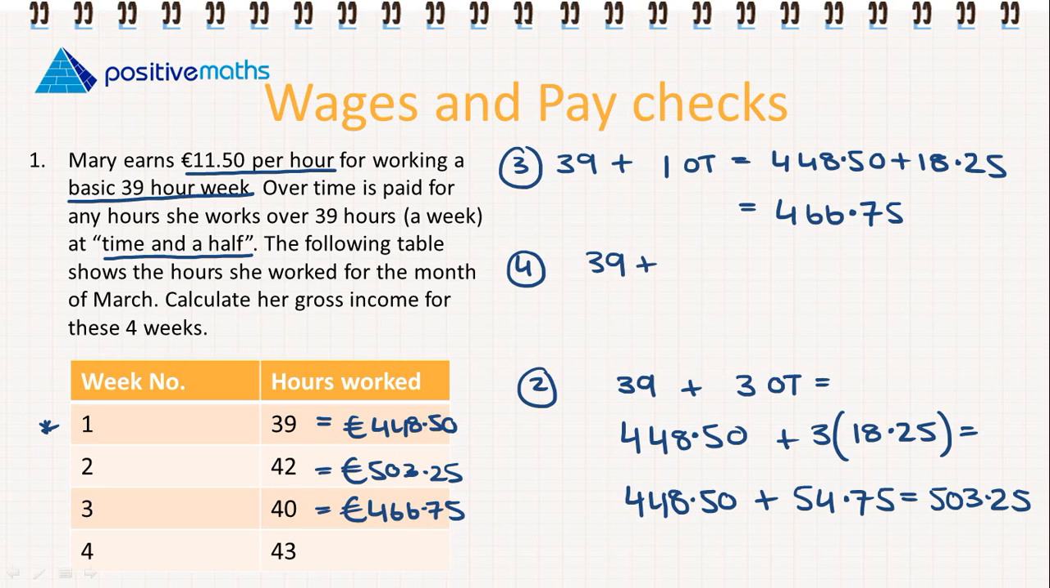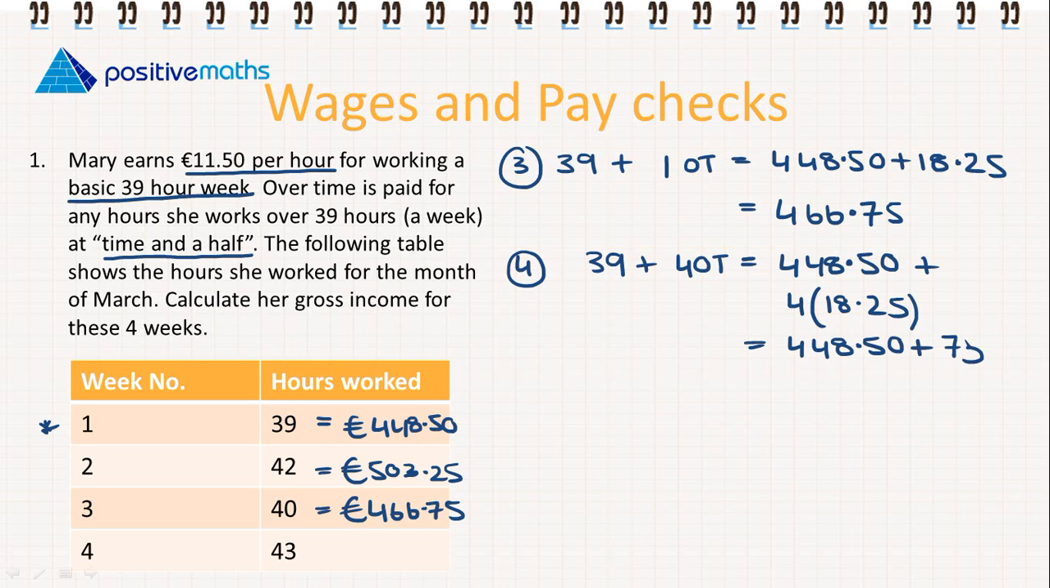And then finally week 4, 39 basic hours plus 4 hours overtime. So $448.50 plus 4 multiplied by 18.25. That's 73. So our total is $521.50. So that's week 4.